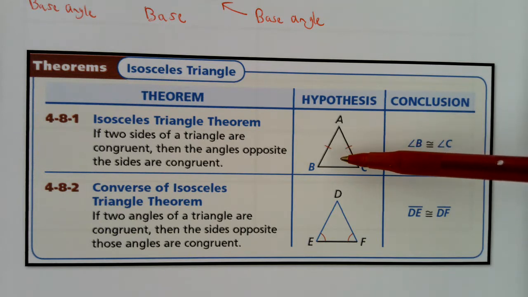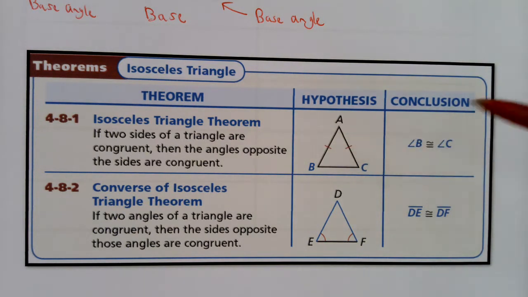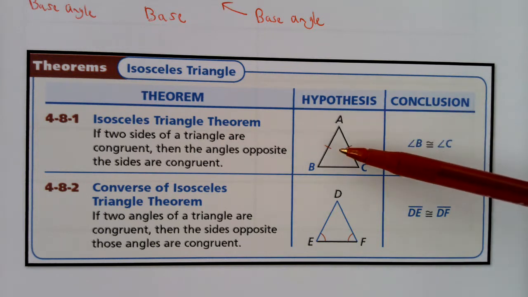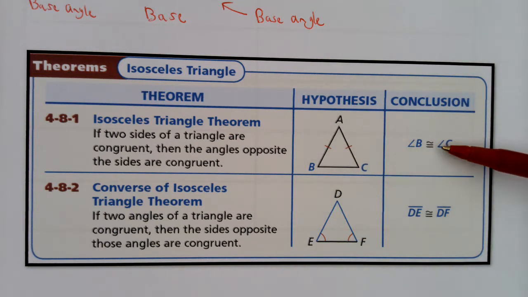So let's start with the isosceles triangle theorem. If two sides of a triangle are congruent, then the angles opposite those sides are congruent. So if you knew that segment AB is congruent to segment AC, then you can conclude that the two angles opposite them are congruent. So you can conclude that angle B is congruent to angle C. Okay? So again, if two sides are congruent, then the angles opposite those sides are congruent.